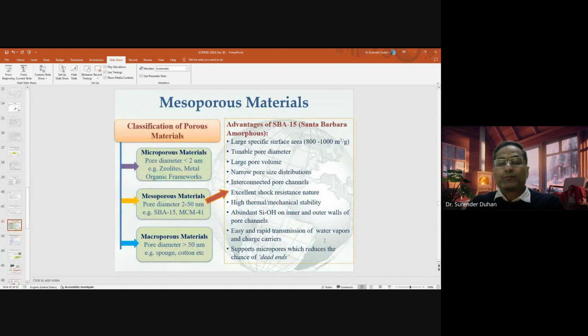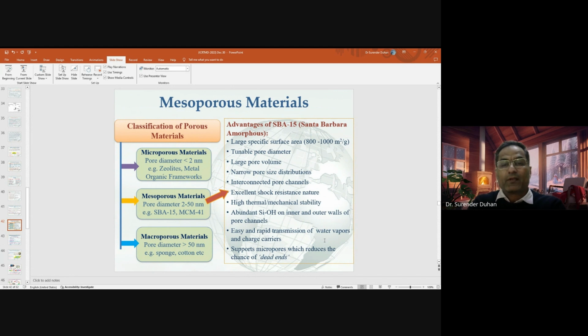Advantage of mesoporous materials, for example, SBA-15, Santa Barbara Amorphous material. This is a type of silica. It was investigated in 1998 by D. Zhao. The surface area of SBA-15 is 800 to 1000 meters squared per gram.